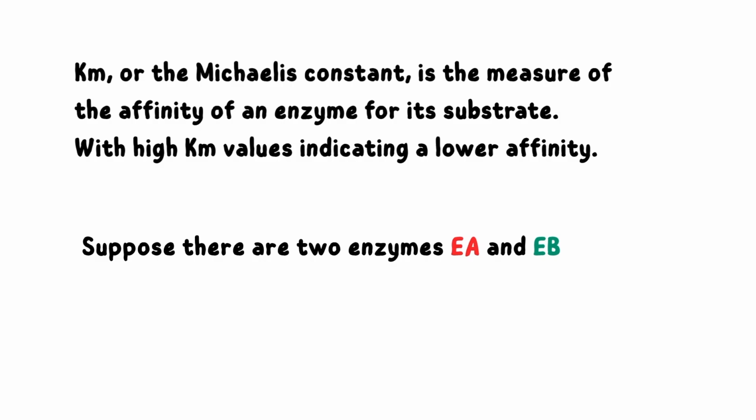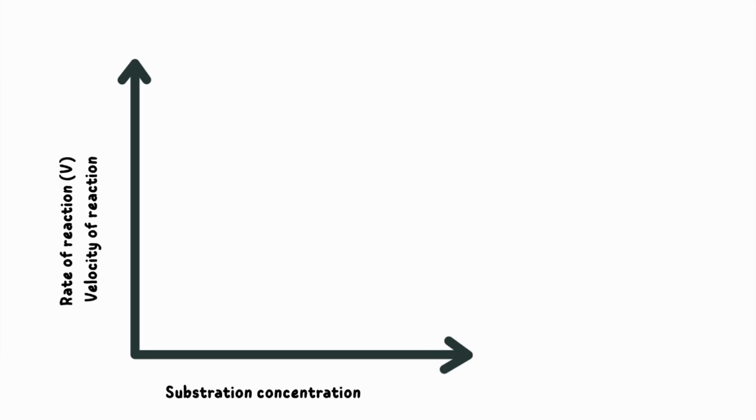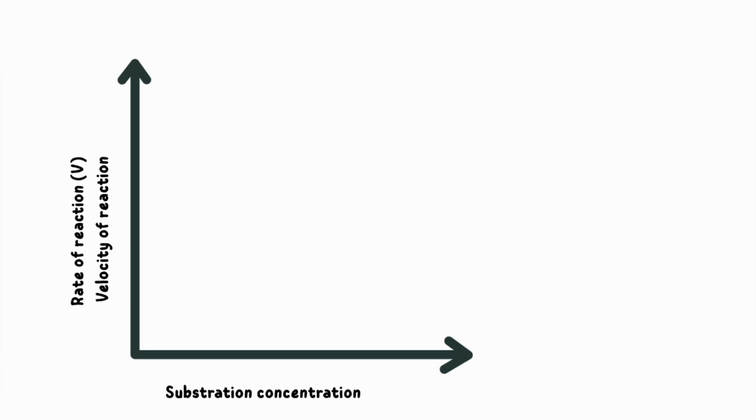Km, or the Michaelis constant, is the measure of the affinity of an enzyme for its substrate, with a high Km value indicating a lower affinity. Let us see the graph for a particular enzyme, with substrate concentration on one axis and the rate or velocity of reaction on the other. At zero substrate concentration, there will be no reaction. With an increase in substrate concentration, there is an increase in the rate of reaction.